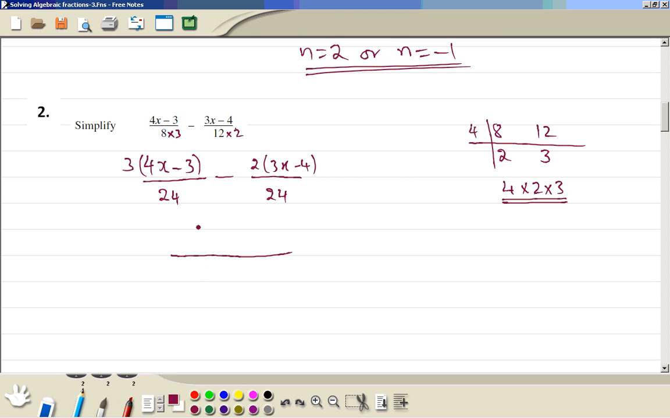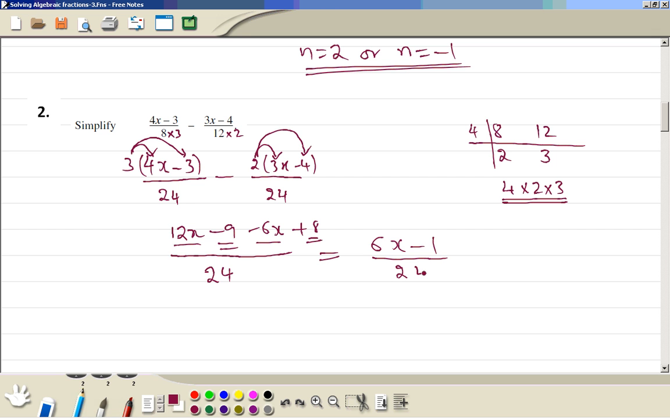So we have 24 on the bottom, 12x minus 9 minus 6x, minus, make it here plus, is plus 8. 12 minus 6, that's 6x, minus 9 plus 8 is minus 1, divided by 24.